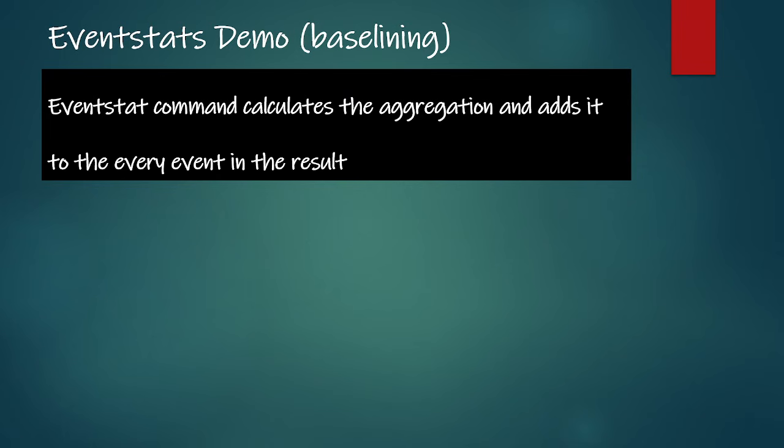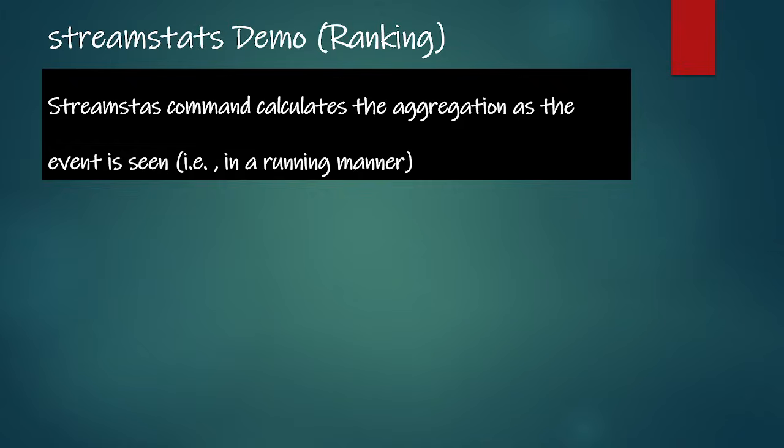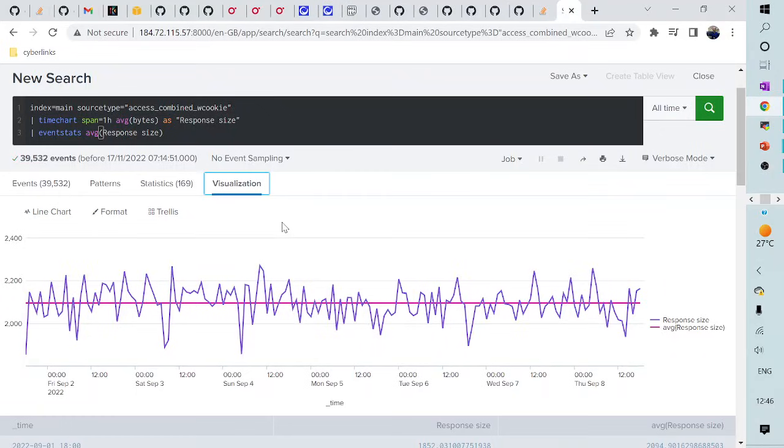Okay, so moving on to the next demo, the streamstats command. It also performs aggregation as the event is seen in a running manner. Now, what does it mean? As and when Splunk indexes data, or as and when we have gotten a result for our Splunk search, it is trying to perform an aggregation, right? So I will try to explain more when I go to the demo. So let me go back to the demo.